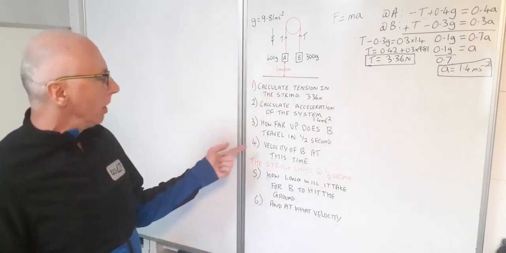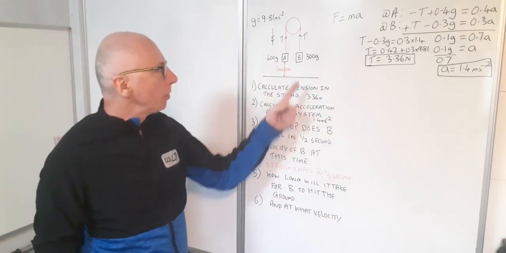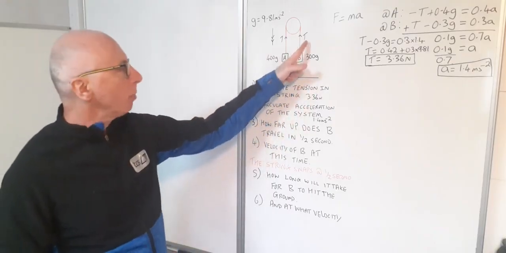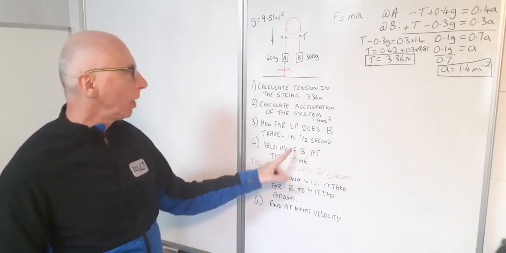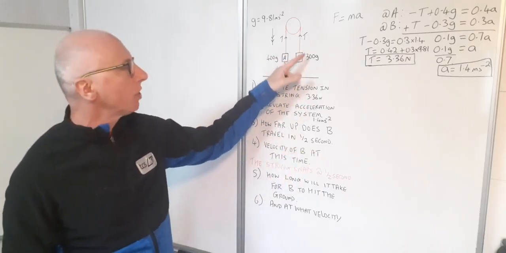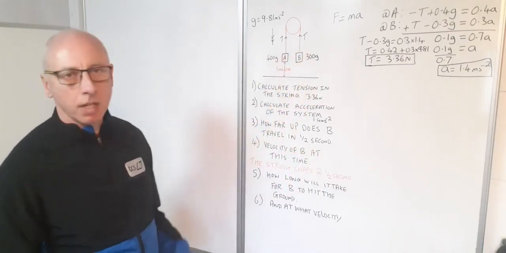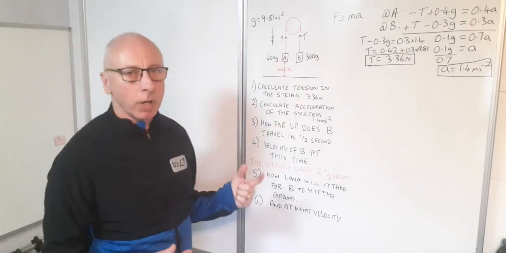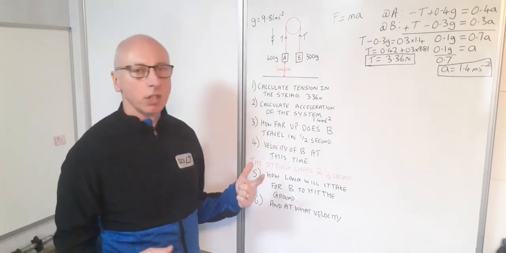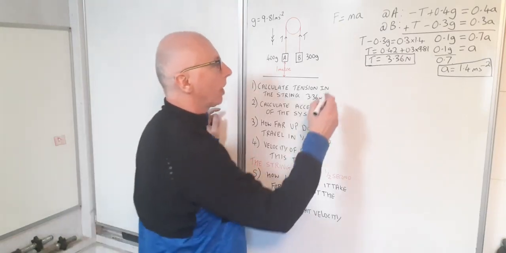Okay, so now I need to work out how far up does B travel. So what's the displacement of B after half a second, and what's the velocity of B at this time? So after half a second, what's its velocity? So we need to work out what that is. So now, as we've got equations of motion and we've got acceleration, the SUVAT equations will come in useful here.